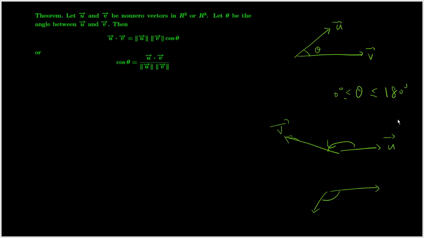Now the geometric meaning of the dot product. First formula. Now look at that. The dot product, geometrically, means the length of u times the length of v times the cosine value of the angle. Cosine value of the angle.